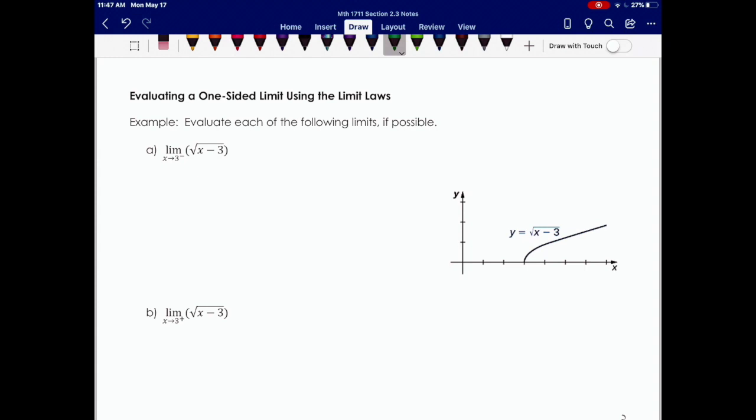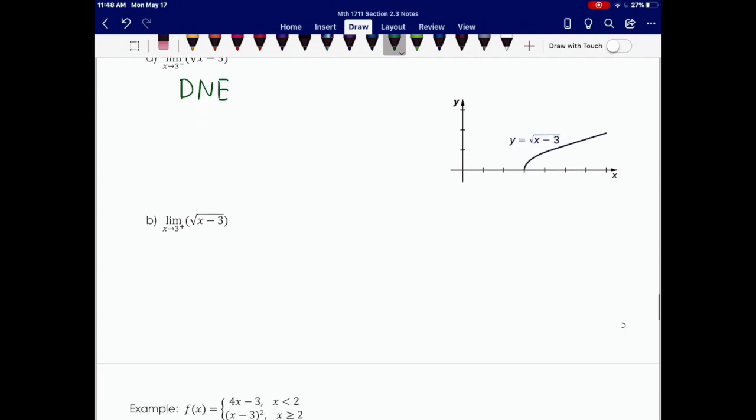In fact, because the function is undefined to the left of 3, the limit as x approaches 3 from the left doesn't exist. So we're just going to put DNE here. But now if we look at it coming from the right, because the function does exist to the right of 3, we can apply the limit laws.